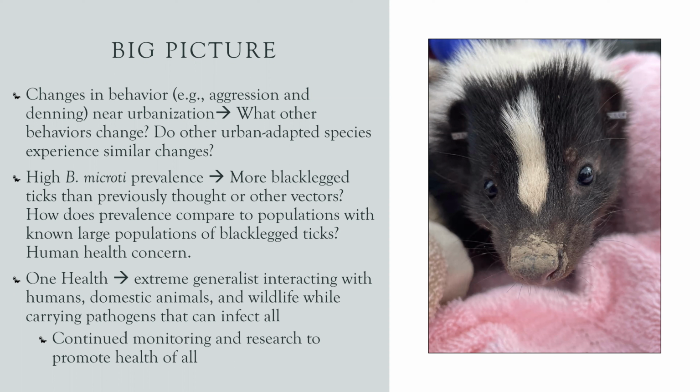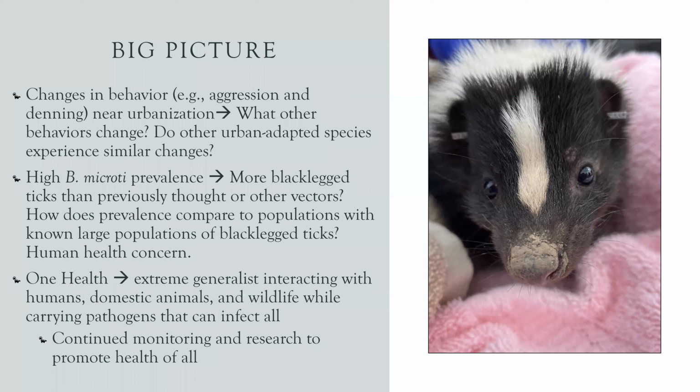I also detected high Babesia microti prevalence. So are there more black-legged ticks than previously thought in this area, or are there other vectors that can transmit this pathogen? Also, how does prevalence in this population of striped skunks compare to populations in other areas of North America where there are known large populations of black-legged ticks, such as the northeastern United States or the northern Midwest? Overall, this comes back to a human health concern, and also from the One Health approach, just a concern in general because it impacts so many things.